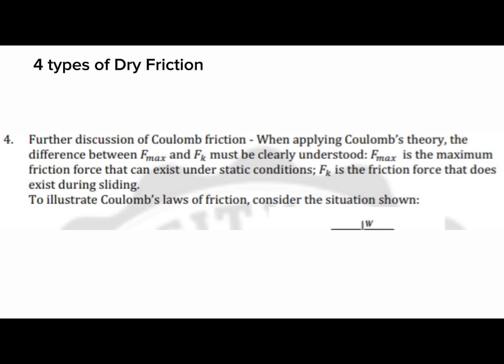So lastly, the fourth and final one is the further discussion of Coulomb friction. When applying Coulomb's theory, the difference between F maximum and Fk must be clearly understood: F maximum is the friction force that can exist under static condition, while Fk is the friction force that exists during sliding.